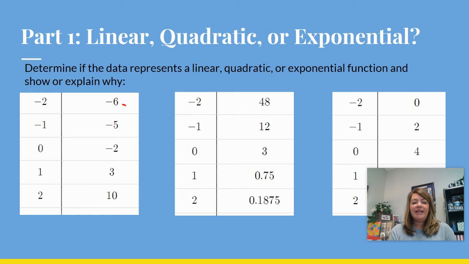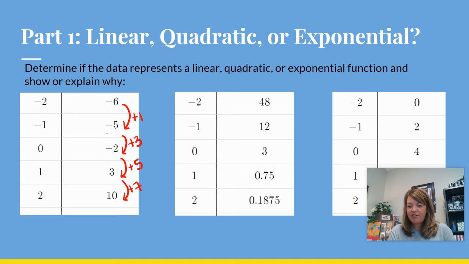I'm going to start here, -6 to -5. When I go -6 to -5, that's +1, right? And when I go -5 to -2, that's +3, right? And when I go -2 to 3, that's +5. And then when I go 3 to 10, that's +7.